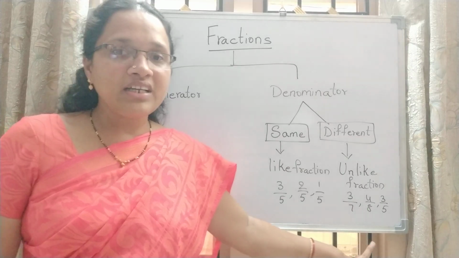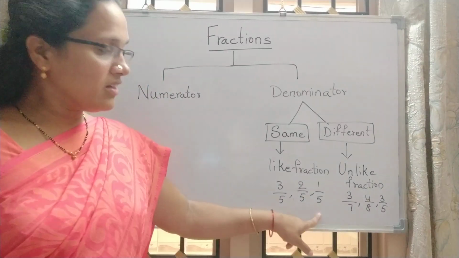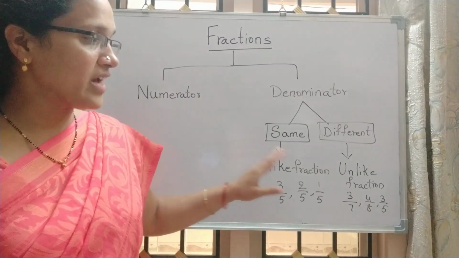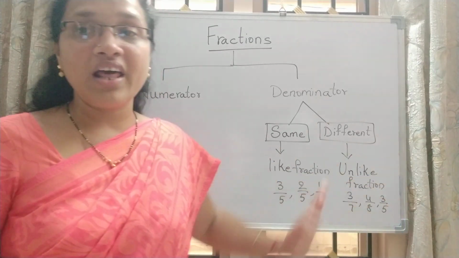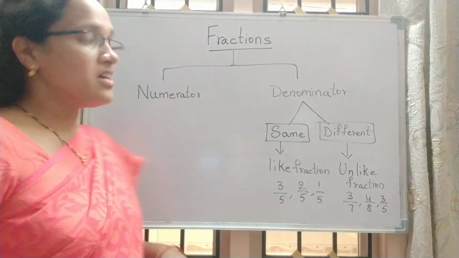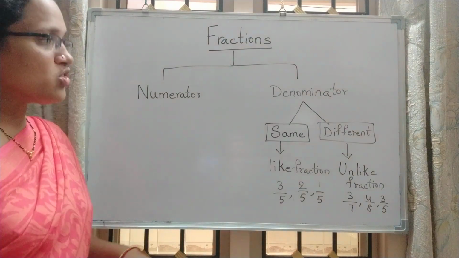So, the denominators are different here. Here they are the same, so they are called like fractions. Here they are different, so they are called unlike fractions. Yes? Yes. Now, coming to the numerator part. So, this is the denominator.